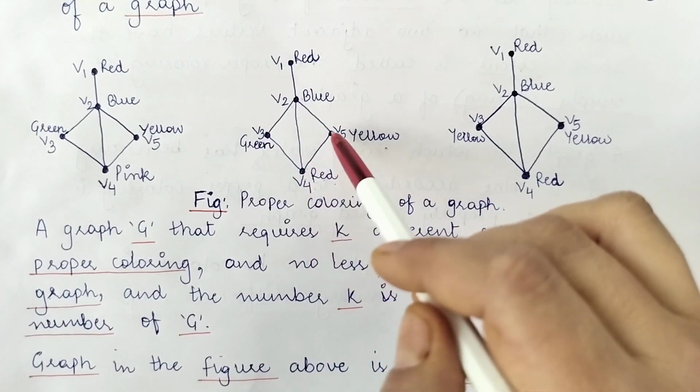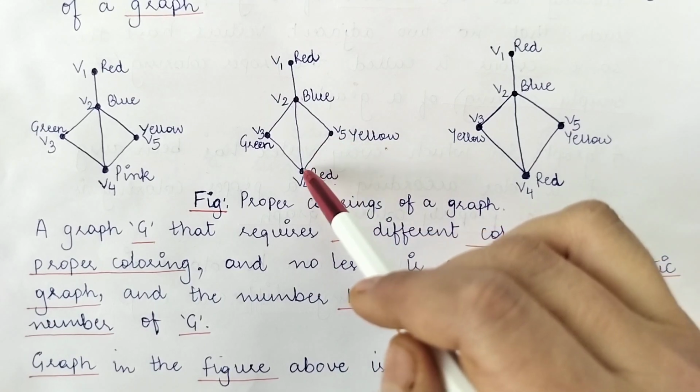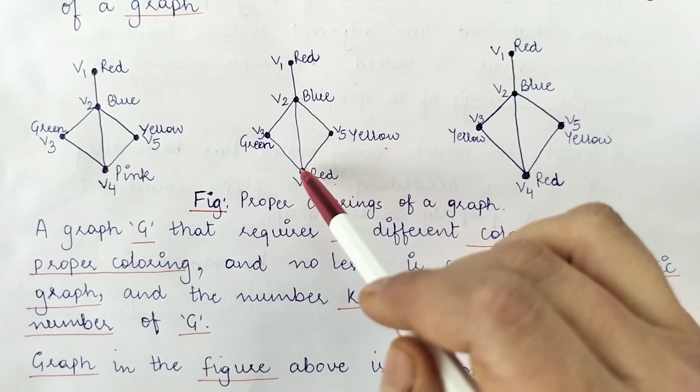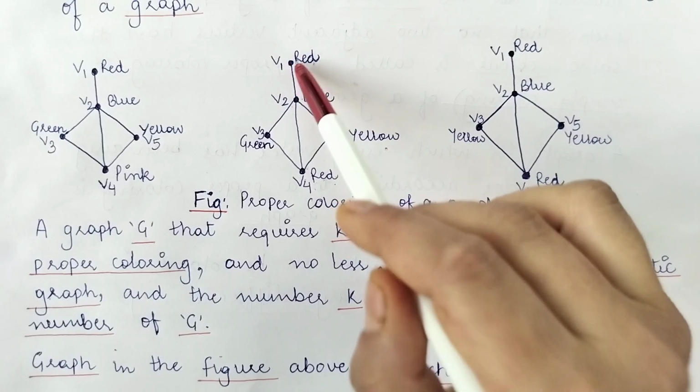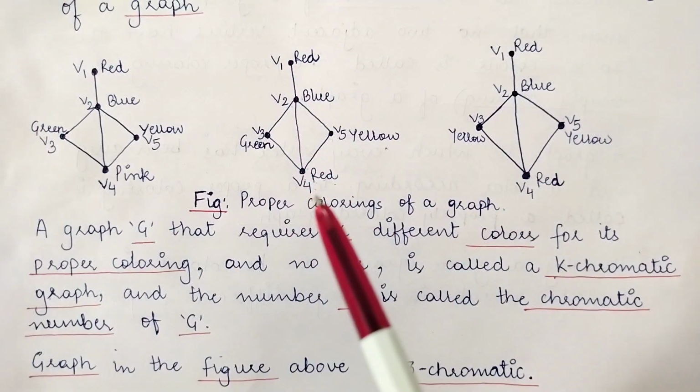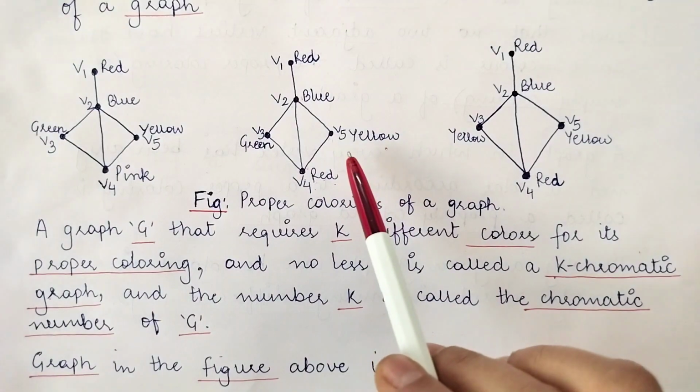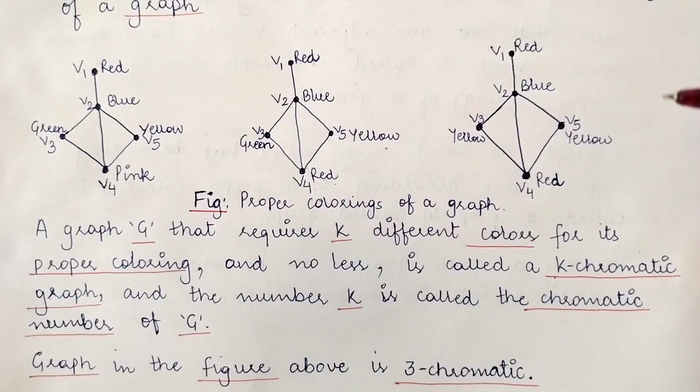V5 and V4 are adjacent, so we cannot assign the same color as V5. So V4 is non-adjacent with only one vertex, which is V1, so we can repeat the color then. Right? So this is another way of doing the proper coloring of a graph. Now let's look at the third way.